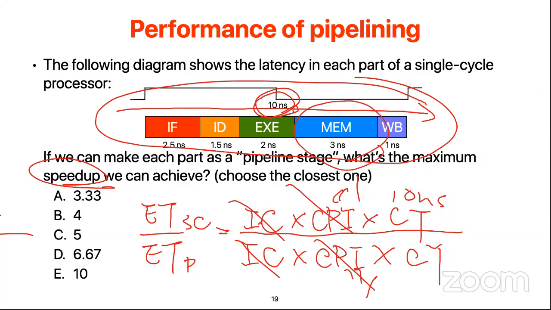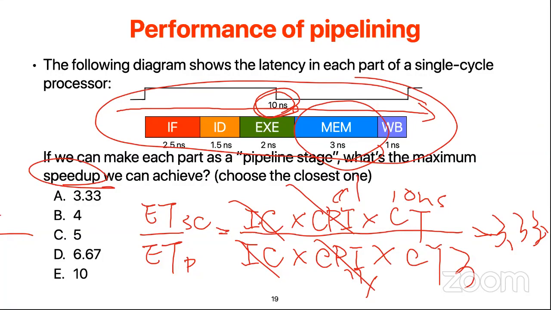So what's the cycle time we should put here? 3 nanoseconds. Okay, then what's the answer now? A, 3.33. 10 over 3. Right. So, look at this.